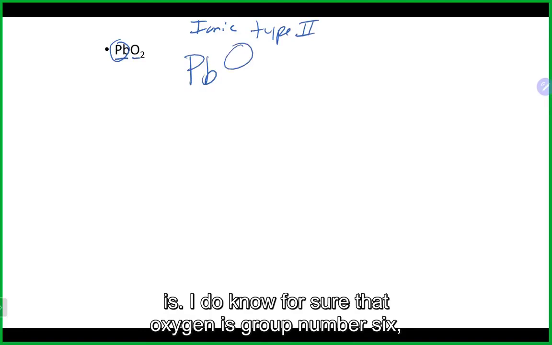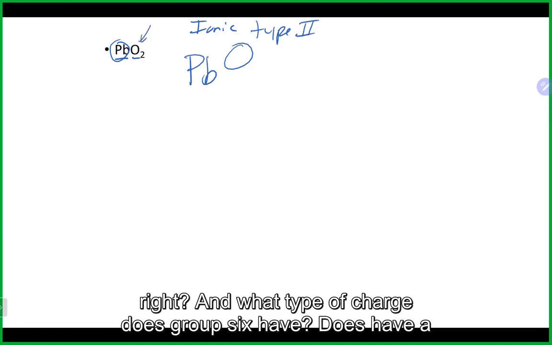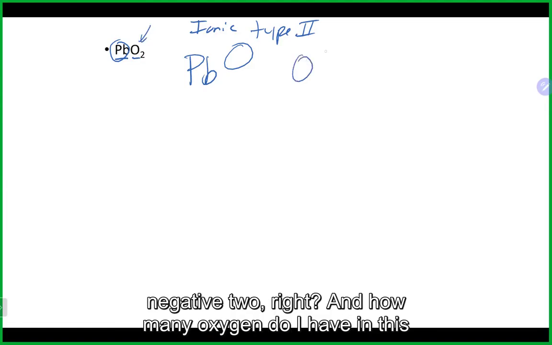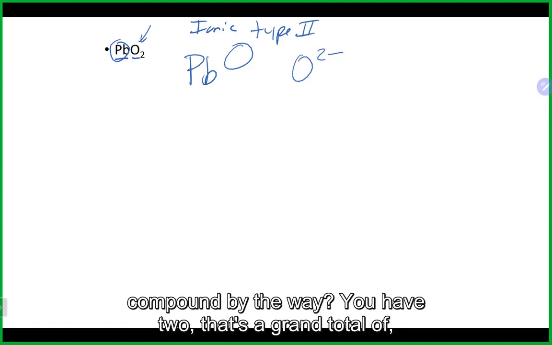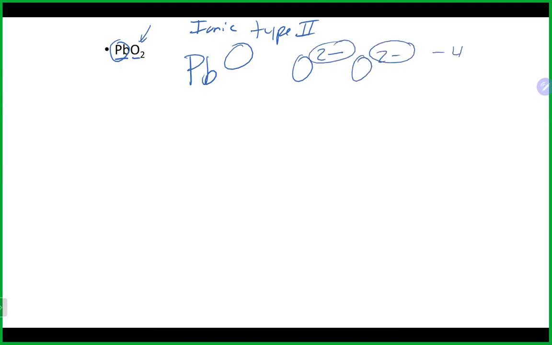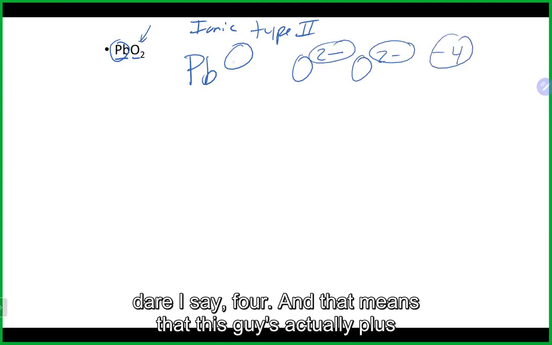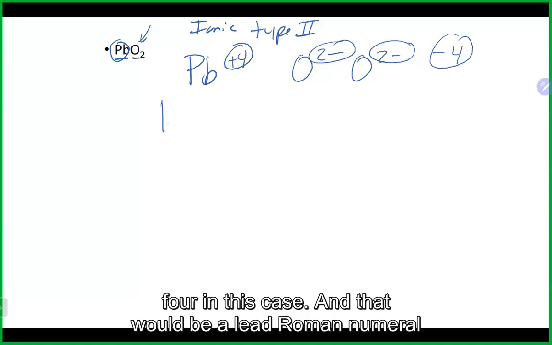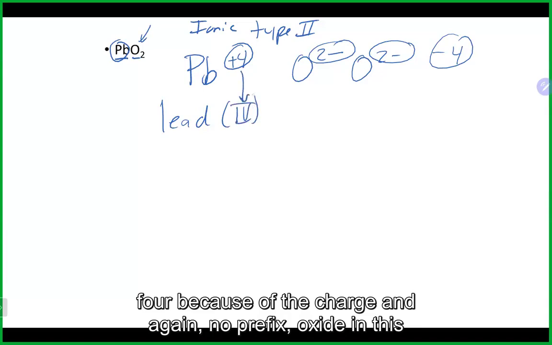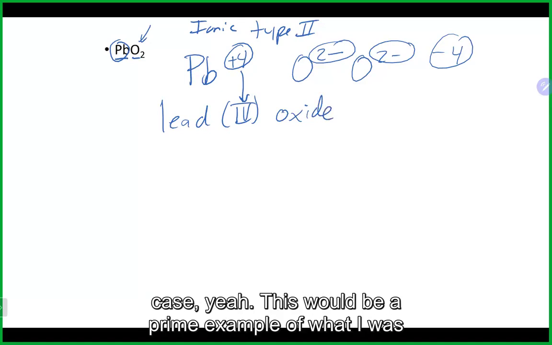I do know for sure that oxygen is group number 6, right? And what type of charge does group 6 have? Does have a -2, right? And how many oxygens do I have in this compound, by the way? You have 2. That's a grand total of, dare I say, 4. And that means that this guy is actually +4 in this case. And that would be a lead Roman numeral 4 because of the charge. And again, no prefix, oxide in this case.